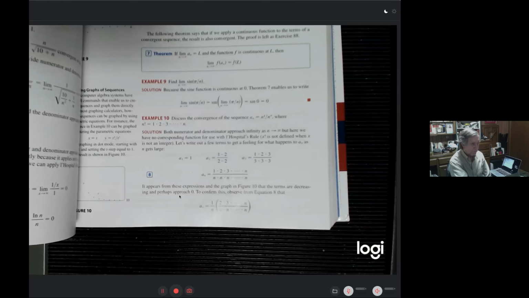So he says here, okay, to confirm this, observe from equation 8, that's this one, that I can take out 1 over n in a way. I can group these things.